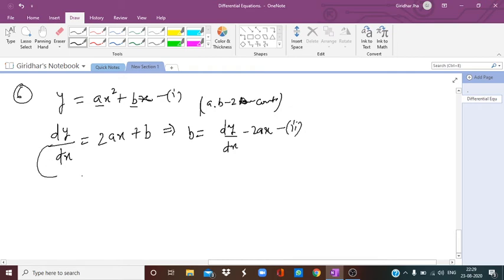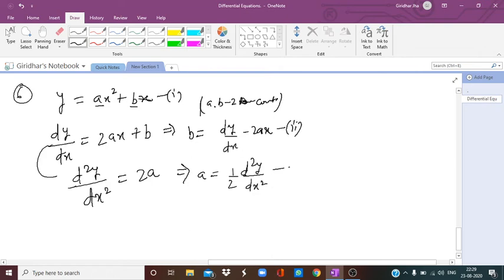Then again we'll differentiate this. d2y by dx square is nothing but 2a, b becomes 0. So 2a means a also we can get. a is 1 by 2 d2y by dx square. Correct. This is equation 3. Now the value of b and a we will substitute into equation 1, so that a and b get eliminated.